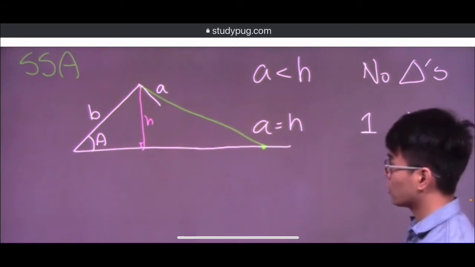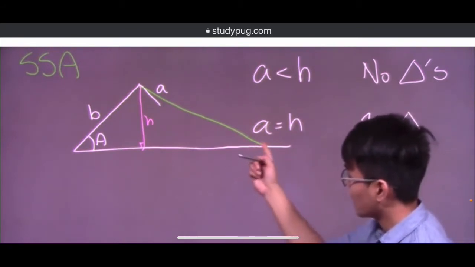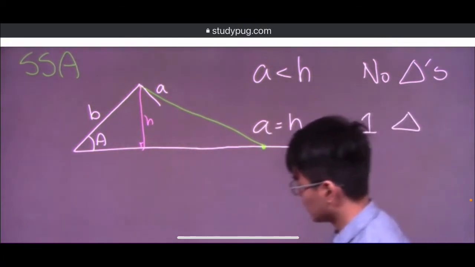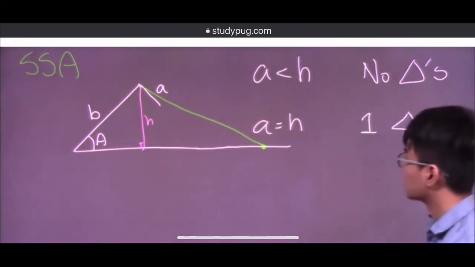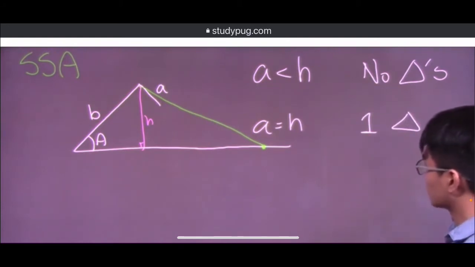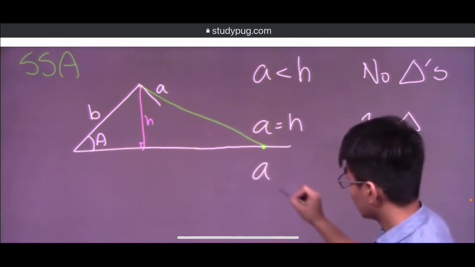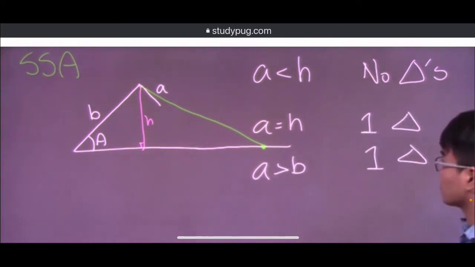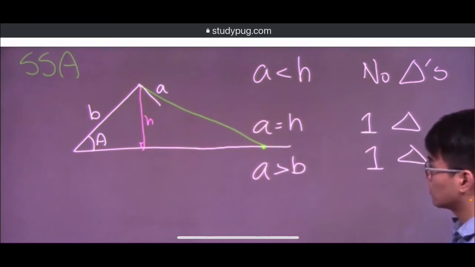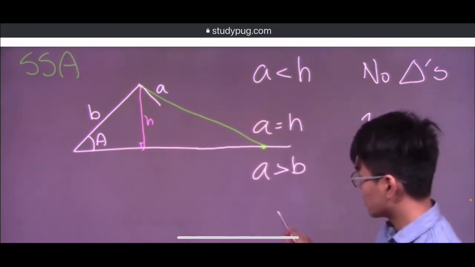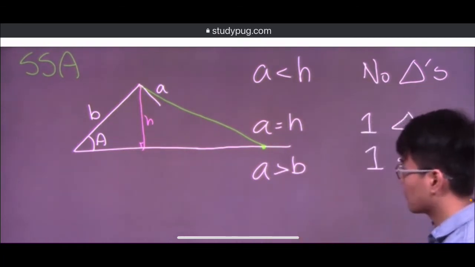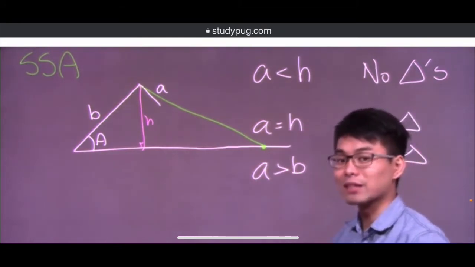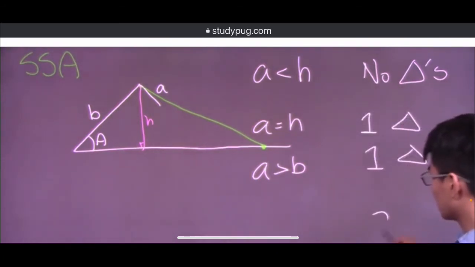That's the only triangle that we can get if the length of A is longer than the length of B. So we've made another situation for the one triangle case. When A is longer than B, we also have one triangle. Now here's the most interesting case, interesting because we have two triangles.